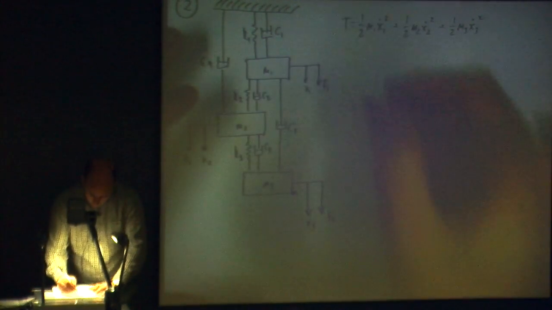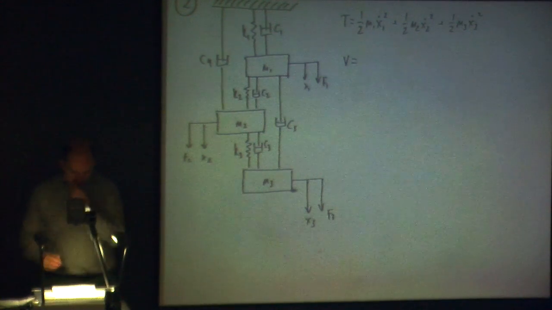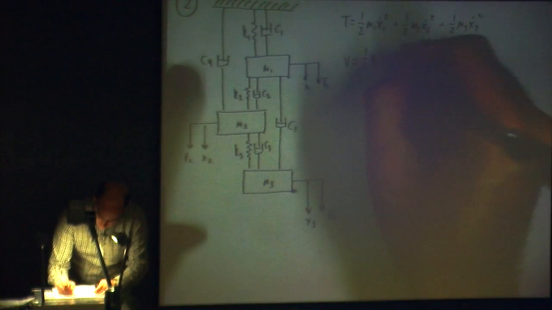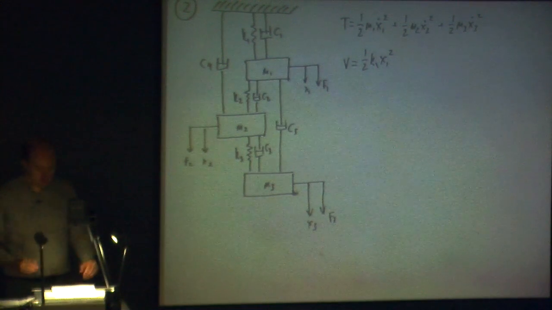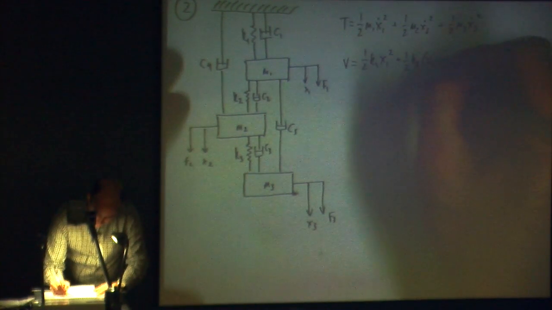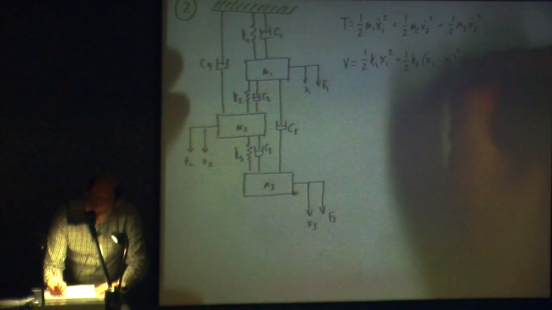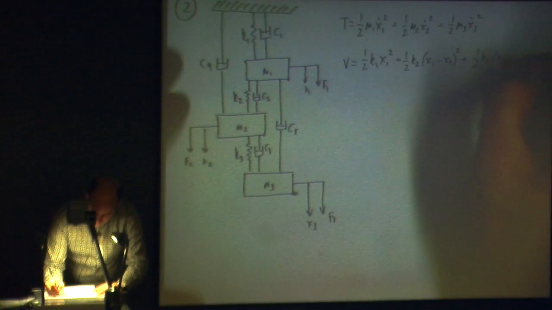Now V is a bit more complicated. We're neglecting gravity, but we've got lots of springs. And so we've got 1/2 K1. Well, K1 is only associated with the motion of x1, so it's going to be x1 squared. But K2 is related to the relative motion of x1 and x2. So x1 minus x2 squared, that's K2. And then obviously you've got 1/2 K3, again the relative motion of x2 and x3.